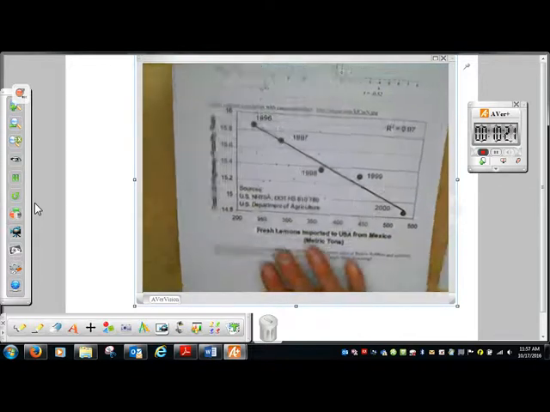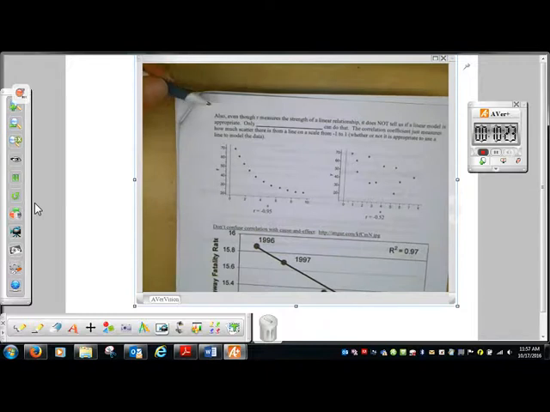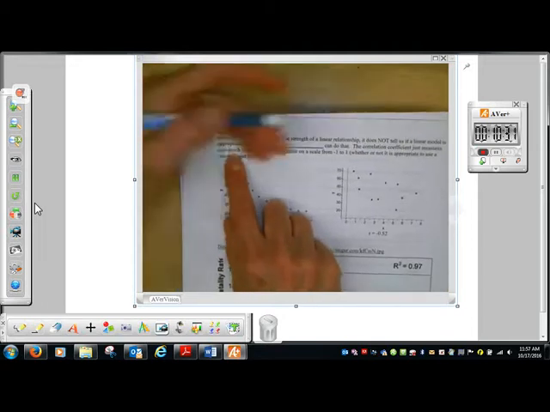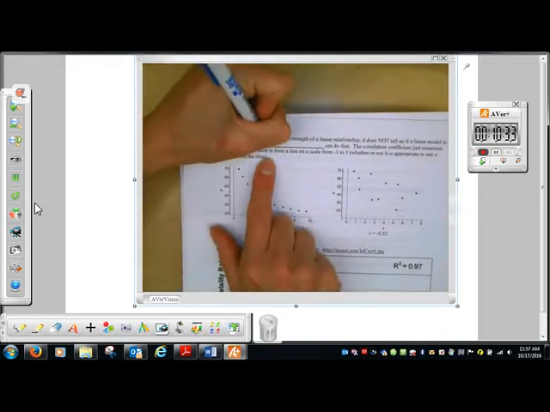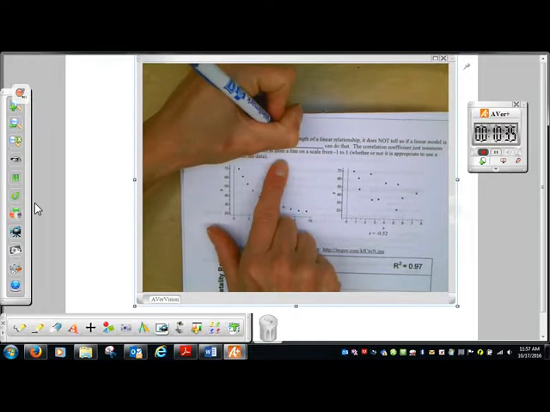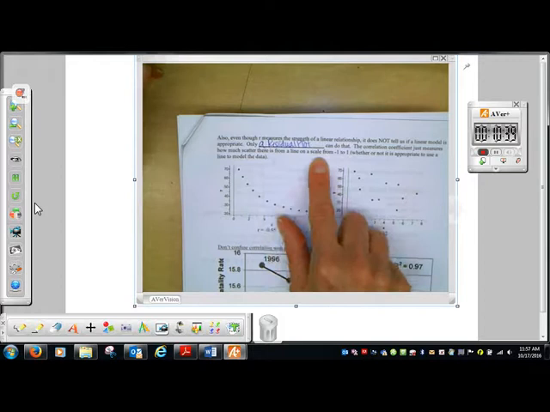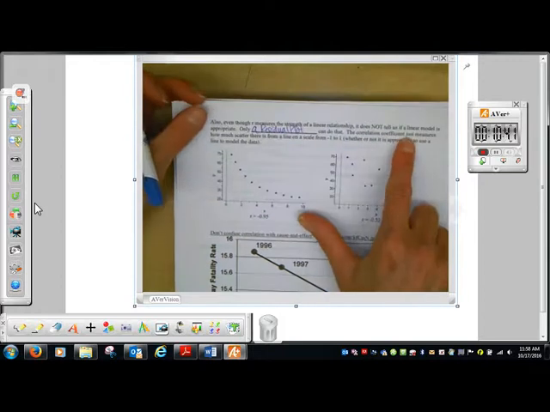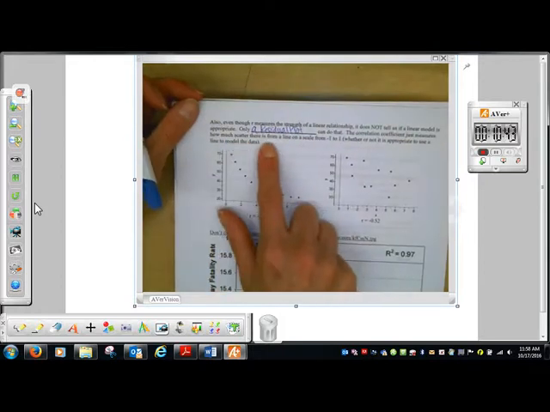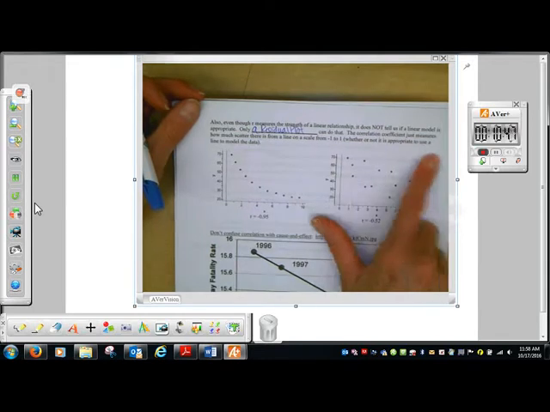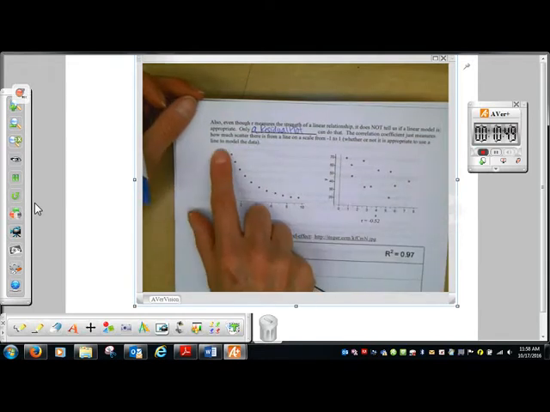All right, so even though R only measures the strength of a linear relationship, it does not tell us if a linear relationship is appropriate. Only a residual plot, which we won't even make today, can do that. The correlation coefficient just measures how much scatter there is from a line on a scale from -1 to 1. Whether or not it's appropriate to use the line, we don't know.